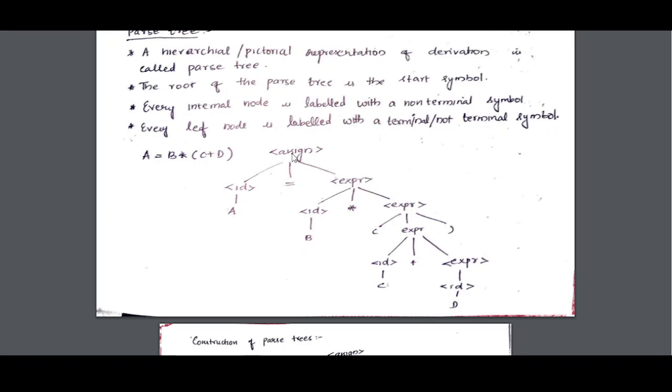So we are considering assign as our start symbol and id expression. So assign is derived into id, and id is equal to expression, and expression is derived into id into expression, and id is derived into b, expression is derived into brackets expression, and expression is derived into id plus expression, and so on. So this is the parse tree for a is equal to b into c plus d. It is in the order of leftmost derivation.